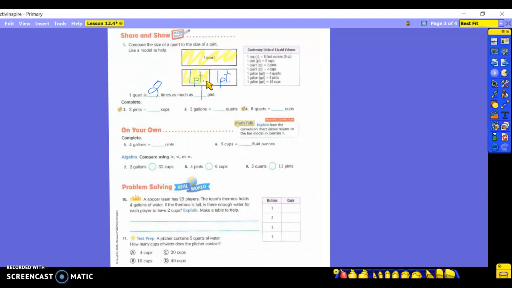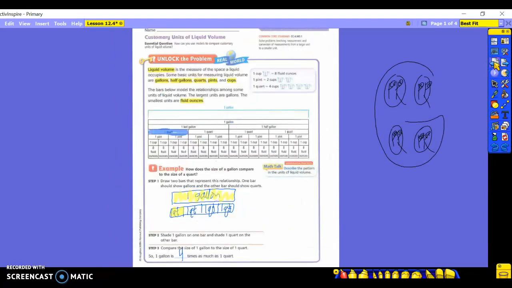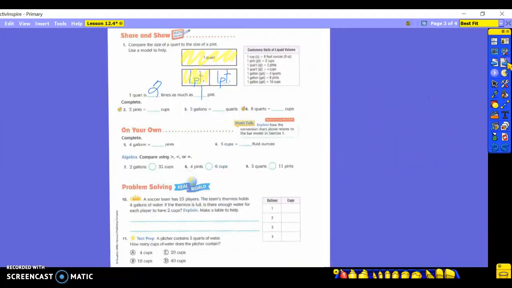Now, how do they know to do 2 of these? Can we go back and look at this? I look at a quart and I look at pints, and you see how many are under here? 2 of them. So that's how they need to draw 2. So that's something that if you have to draw it, you need to be able to do that.